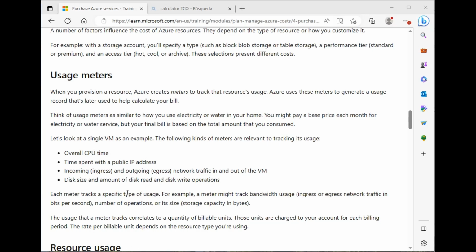For example, a meter might track bandwidth usage, ingress or egress network traffic in bits per second, number of operations, or storage capacity in bytes. The usage that a meter tracks correlates to the quantity of billable units. Those units are charged to your account for each billing period. The rate per billable unit depends on the resource type you're using.